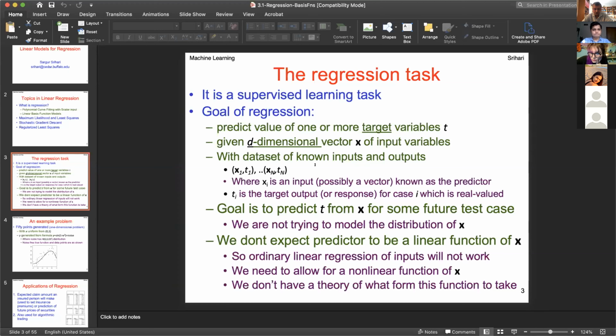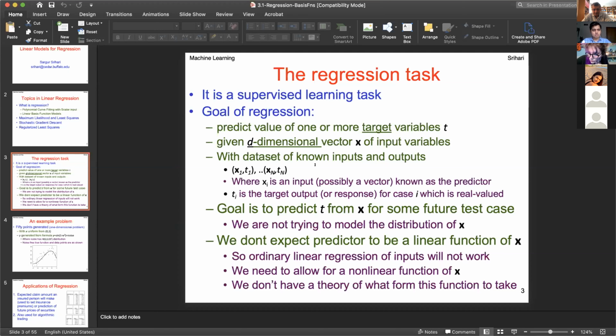You've not seen it before. The data set, of course, has xi's and ti's whose values you know. The goal is to predict t from x for some future test case. We are not trying to model the distribution of x. In a sense, it's not a generative problem. It's a discriminative problem in that we're just trying to predict something rather than construct a distribution of the input.